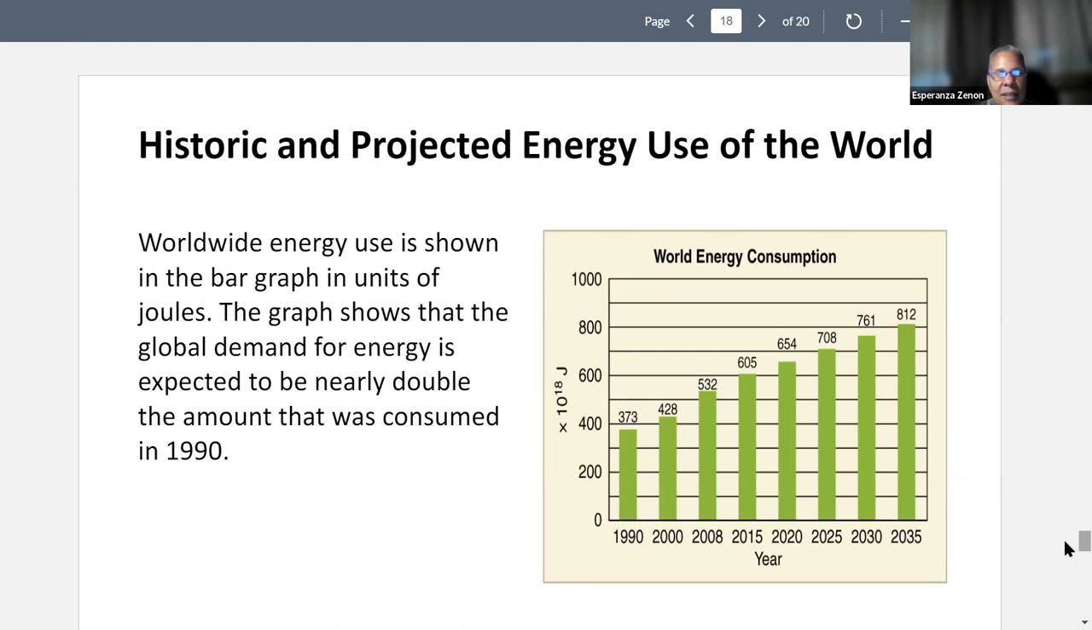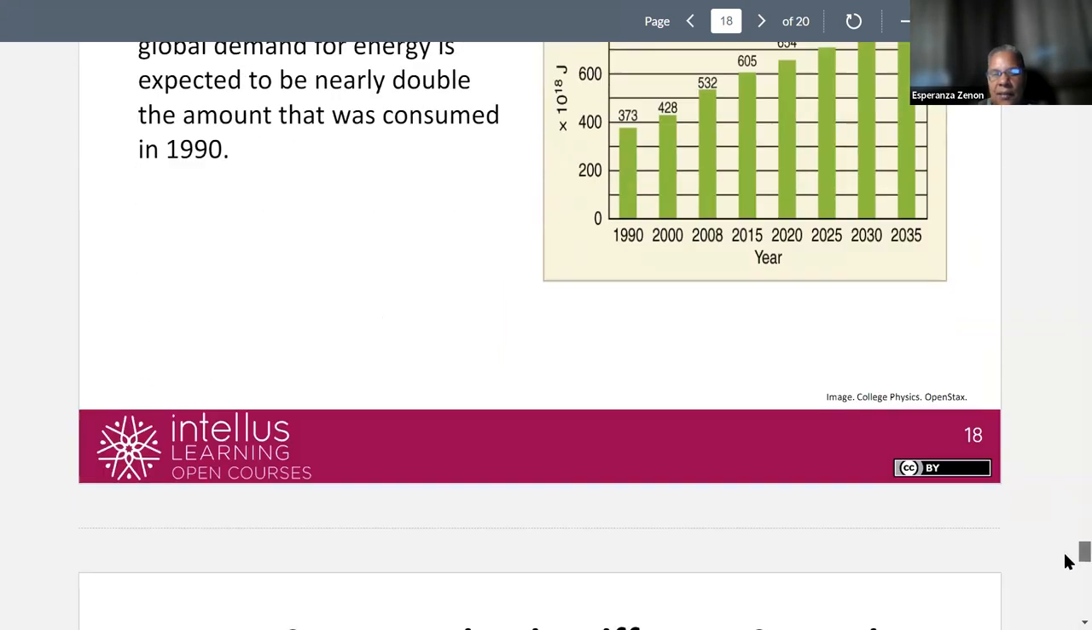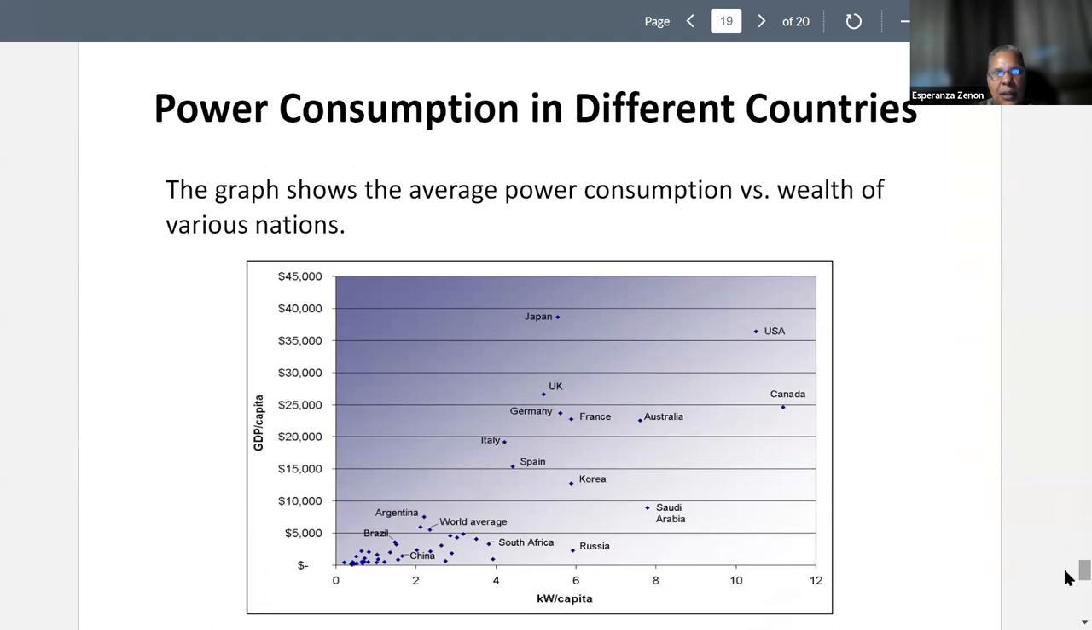And you can see that, as they mentioned here, our energy consumption is pretty much doubled, right? Since 1990. And then, per capita breakdown of the countries in terms of their power consumption. And you can see that your more industrialized countries, if you will, are actually per capita, I guess you could say power grabbers, right?